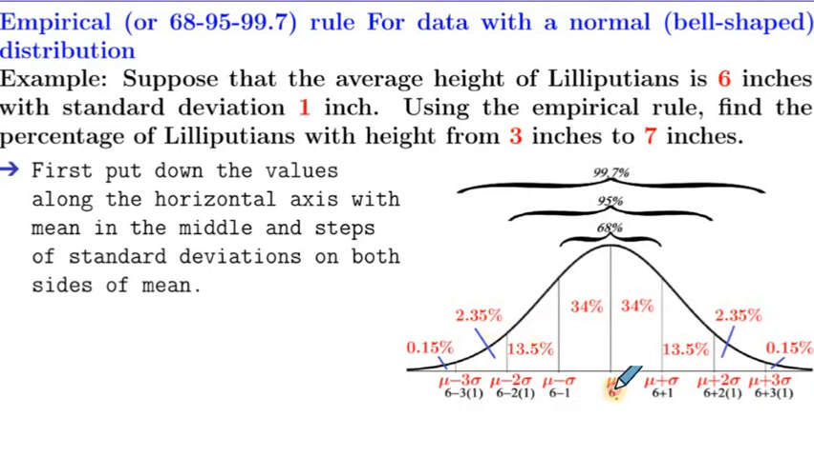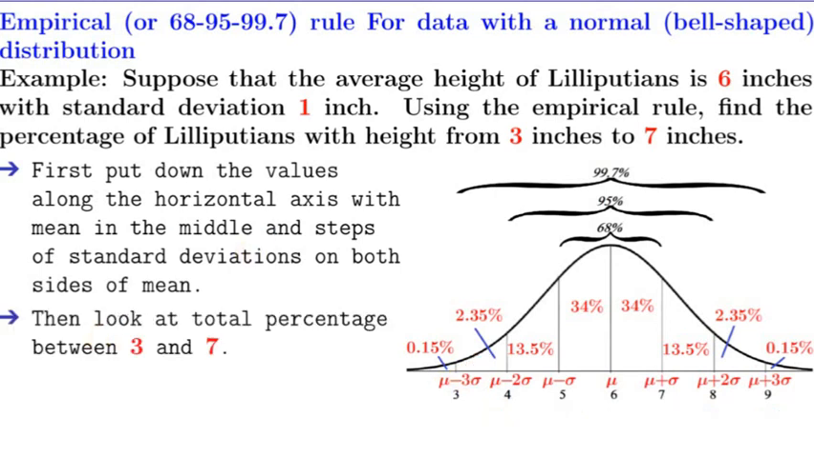We know our mean is 6 and our standard deviation is 1. So the steps of standard deviations on both sides of the mean are 6 plus 1, 6 plus 2 times 1, 6 plus 3 times 1 on that side, and 6 minus 1, 6 minus 2 times 1, and 6 minus 3 times 1 on this side. So that becomes 7, 8, 9 on this side, and 5, 4, 3 on this side.